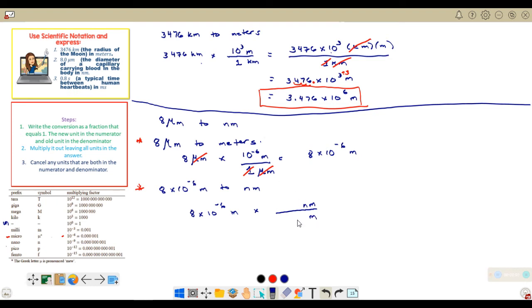Now, how many nanometers or how many meters are there in 1 nanometer? So, sa isang nanometer, meron tayong ilang meters? 10 raised to negative 9.